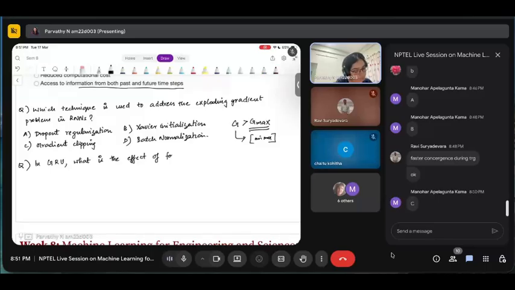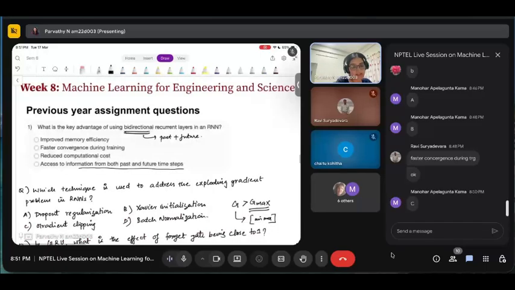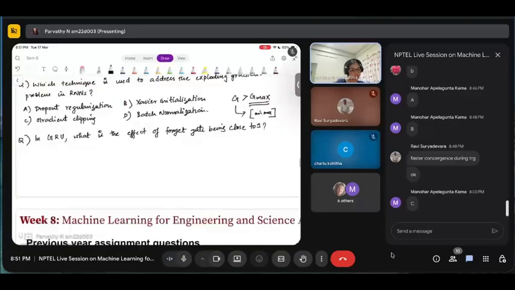So in GRU, the equation is given by 1 minus f into g plus f into h t minus 1. So when the forget gate is close to 1, what is the effect on the output? Like what will happen to the output? That is the question.